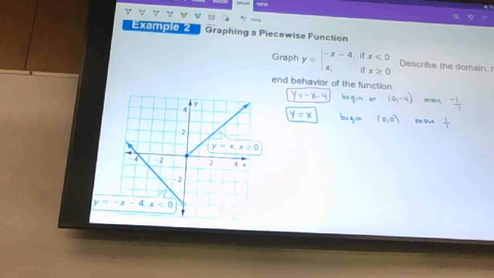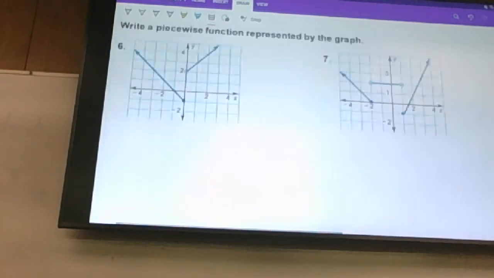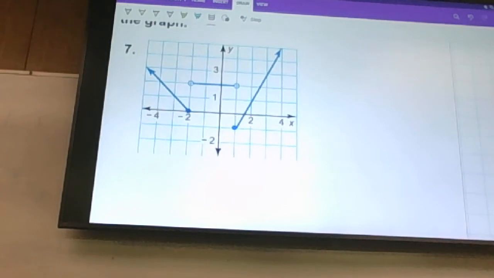Okay, so now we're going to look at a graph and try to write the equation. Let's do this one. That one's really cool and fun. There's 3 equations we have to write.